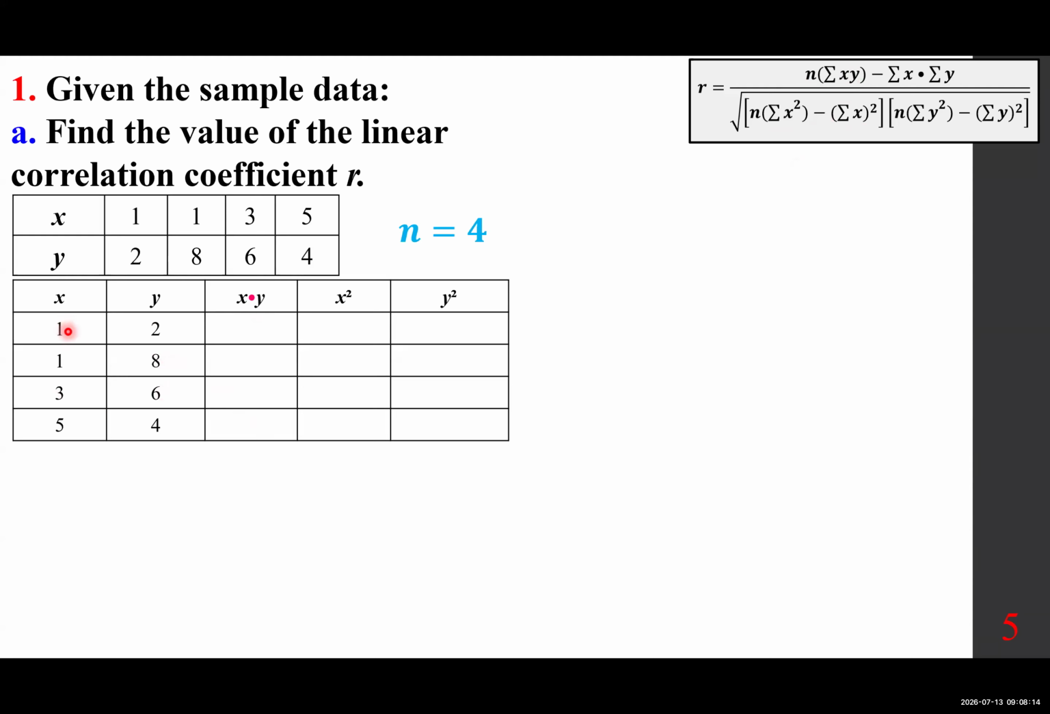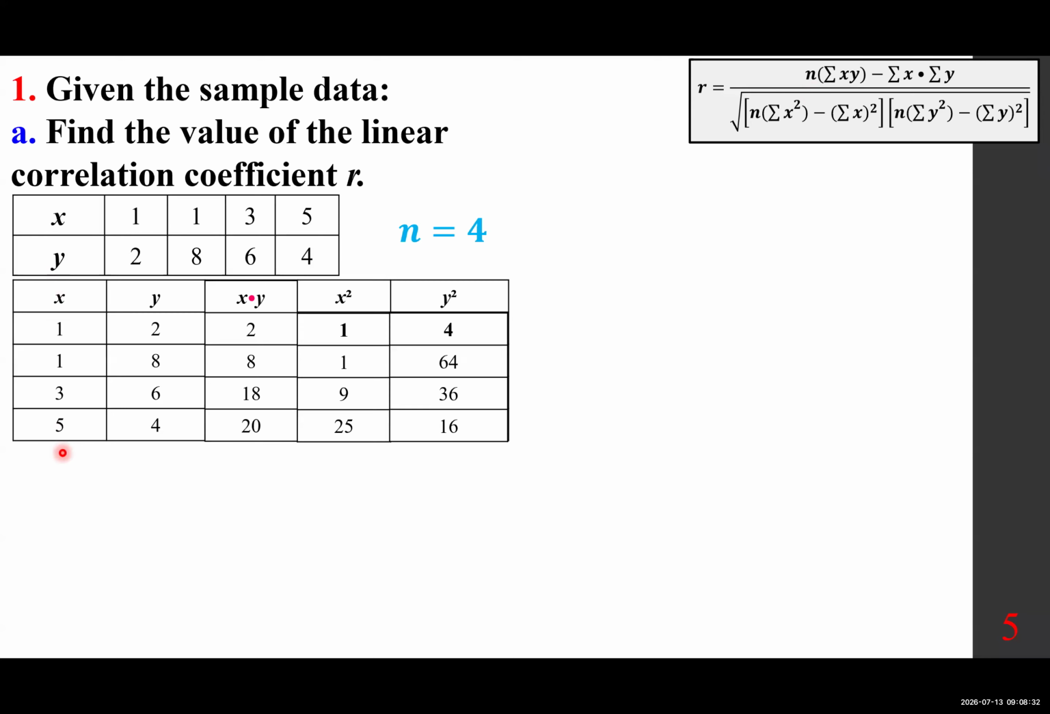X squared: 1 is 1, 1 is 1, 3 becomes 9, 5 becomes 25. Y squared: 2 becomes 4, 8 becomes 64, 6 becomes 36, 4 becomes 16. So that's the first column, second column, third column. And as you can see, these are all summations.